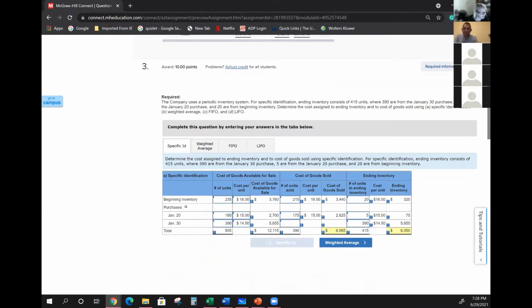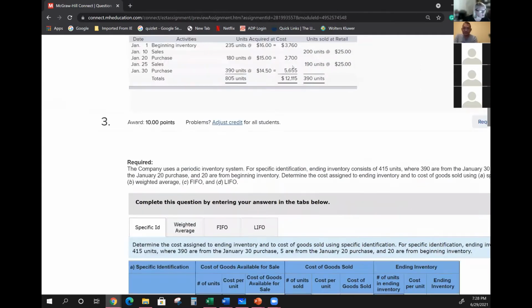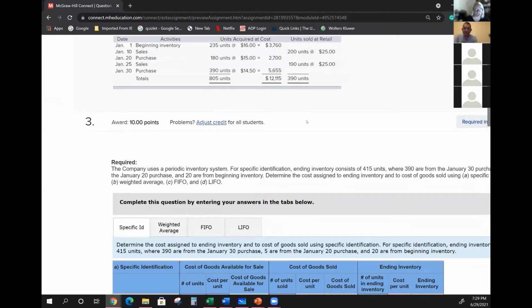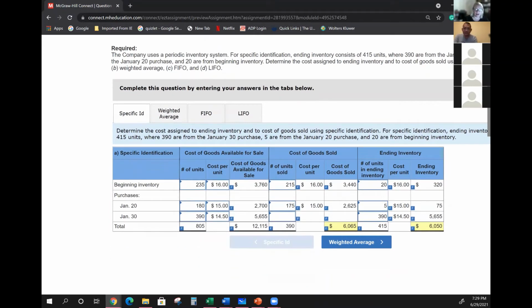All right, so they're saying, okay, what is your beginning inventory? Well, that should be simple. We're going to go up here and see on the chart. It tells us we had 235 units at $16, and we get a total cost of $37.60. So your numbers may be a little different because I think they change when they come up. Same problem, but different numbers. So if you can look at this one and figure out how to calculate it, you should be able to go back and get yours done.